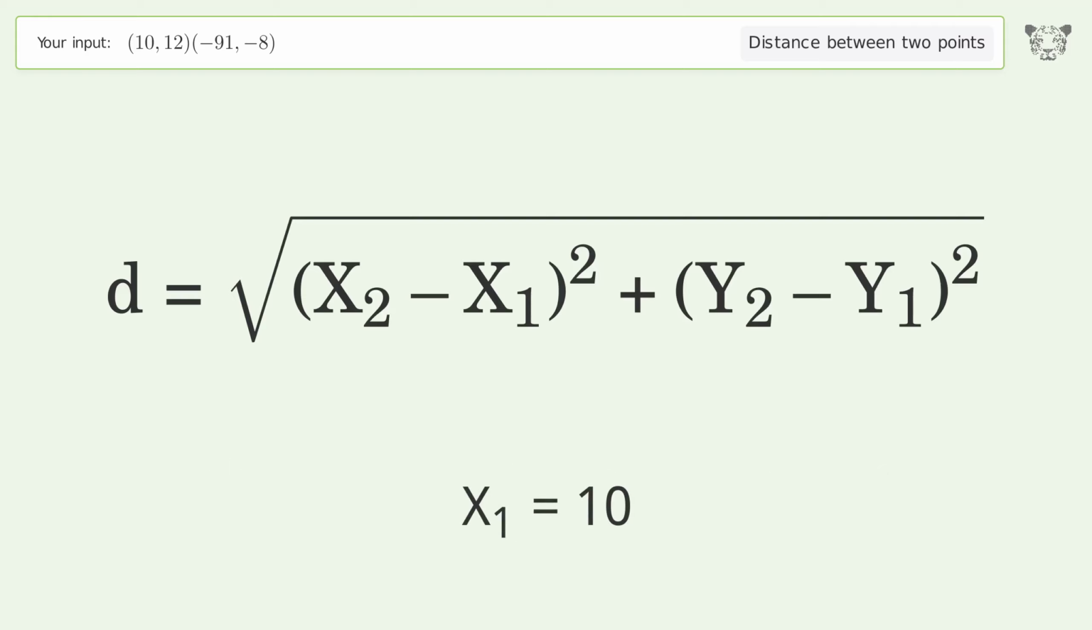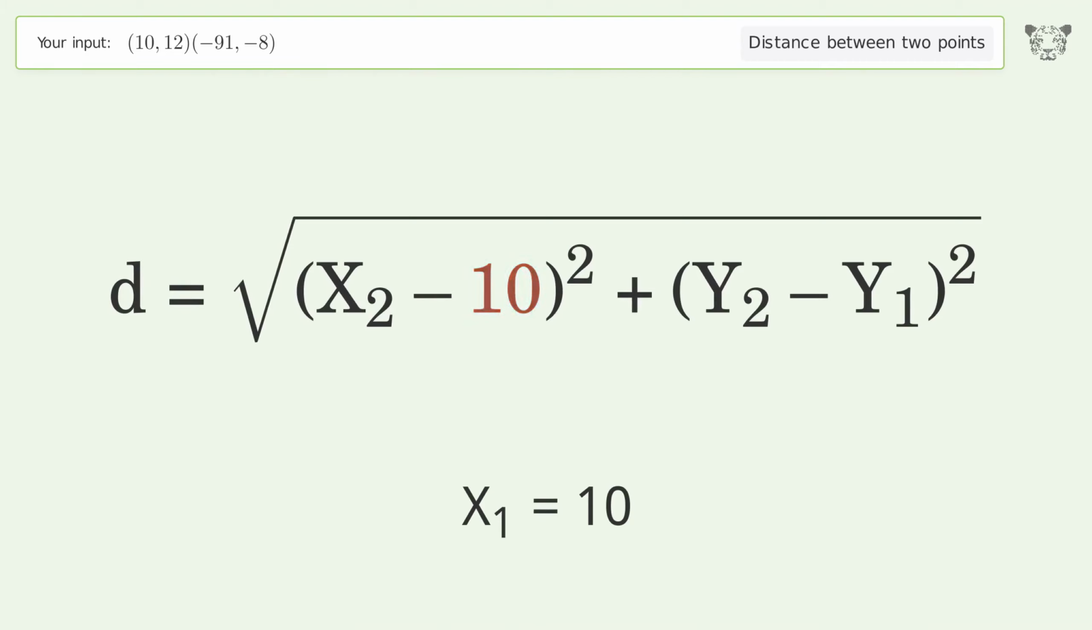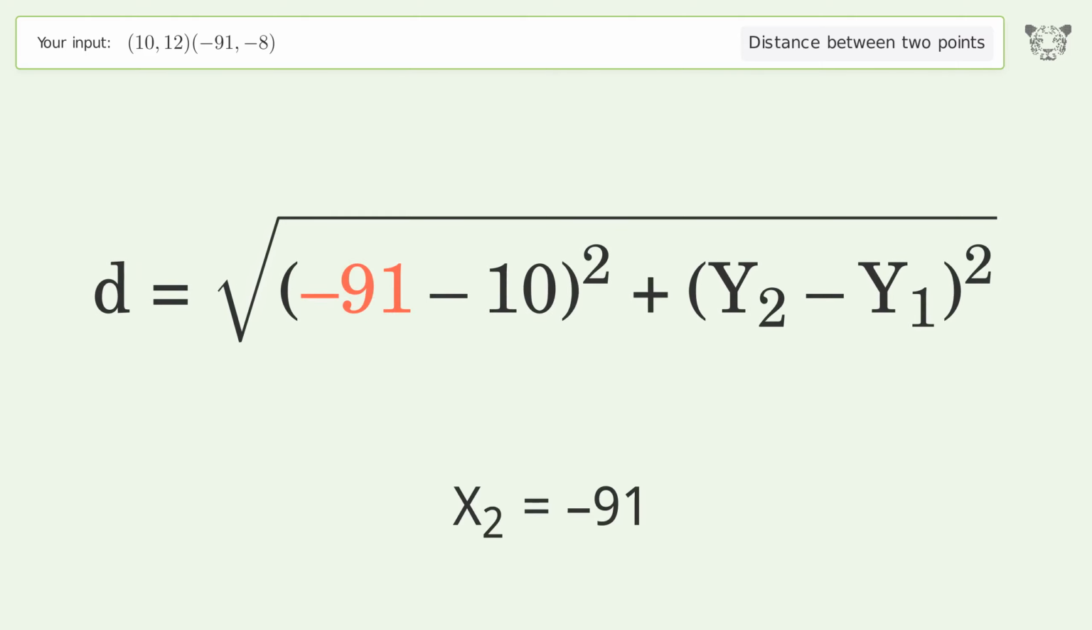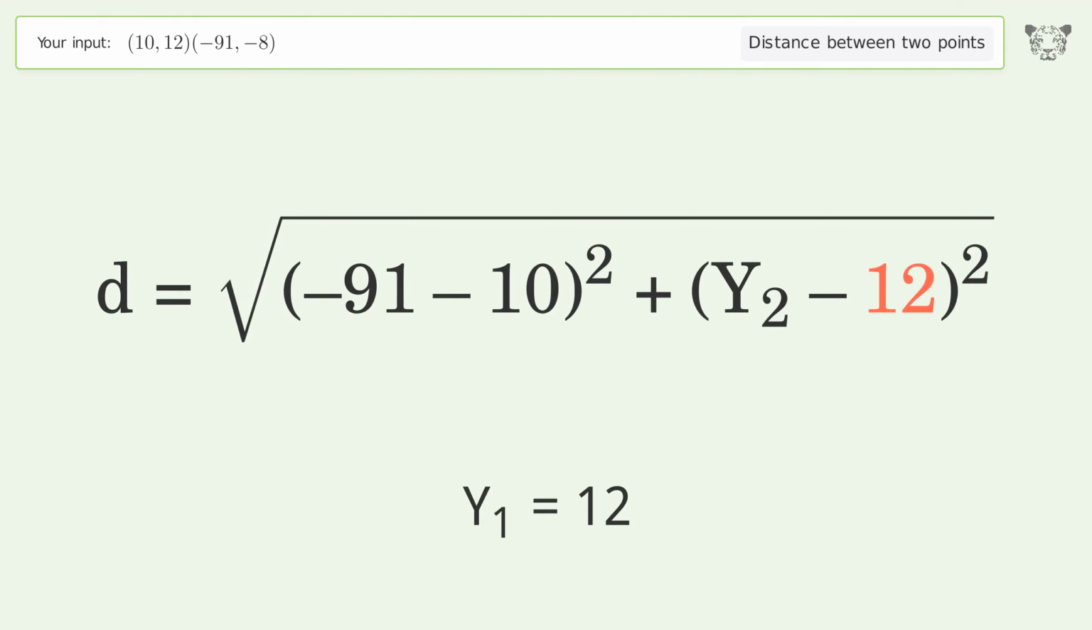x1 equals 10. x2 equals -91. y1 equals 12. y2 equals -8.